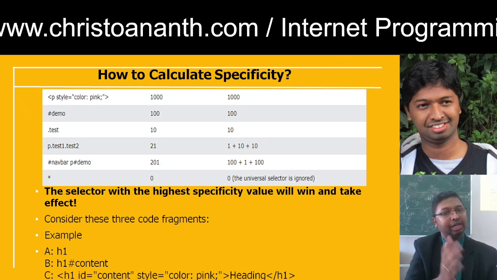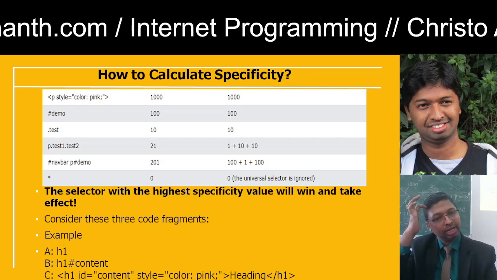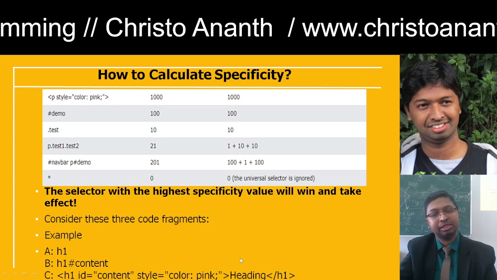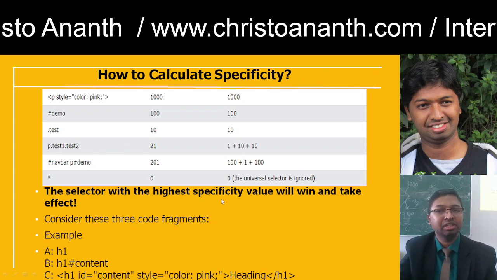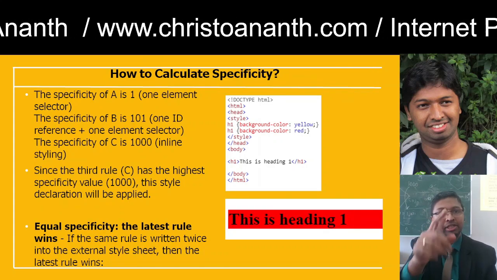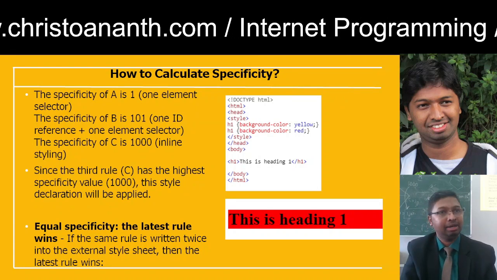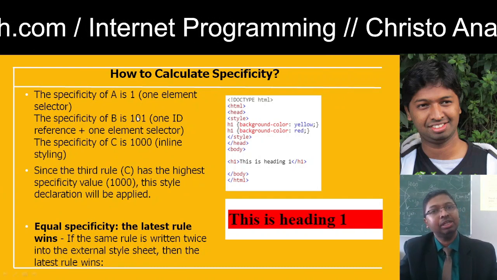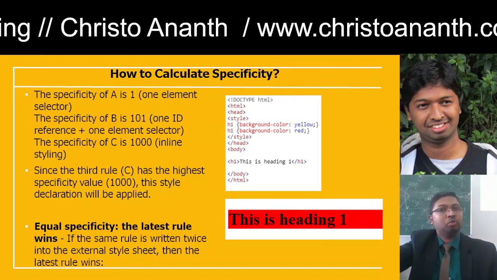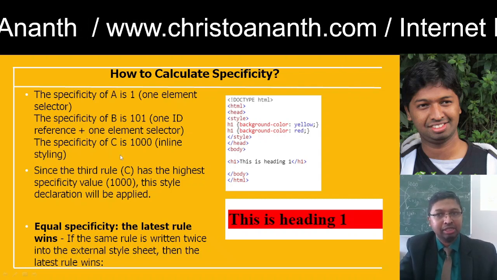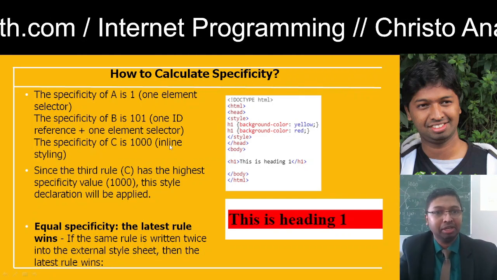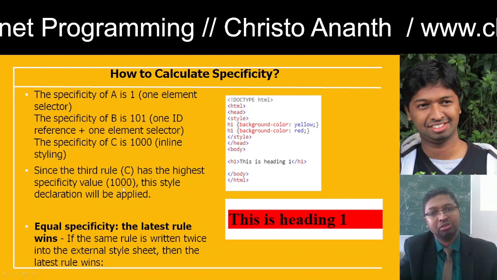So you'll have a h1, b h1 content, and then c also you will have the h1 id content and style color pink, the heading 1 that you are going to specify. So this is specificity, how you can calculate it. The specificity of A is 1, for the element selector, and the specificity of B is 101, which means ID reference plus element selector, 100 plus 1. And then the specificity of C is 1000, which means the maximum, inline style. So the third rule has the highest specificity, so this declaration will be applied.